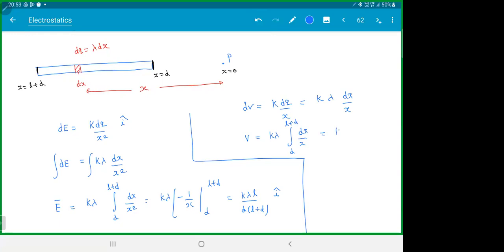So the integral of dx by x is ln x. Limits are from D to L plus D. You'll get ln a minus ln b is ln a by b. So ln of L plus D by D. Check.